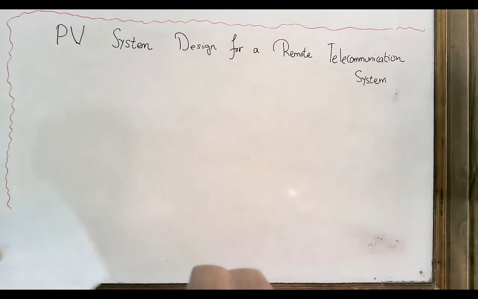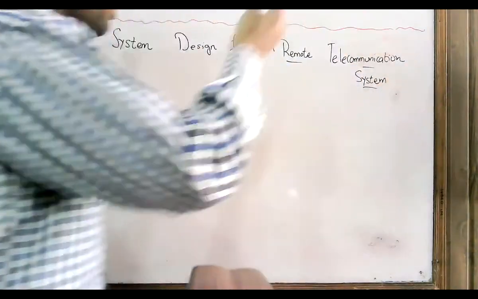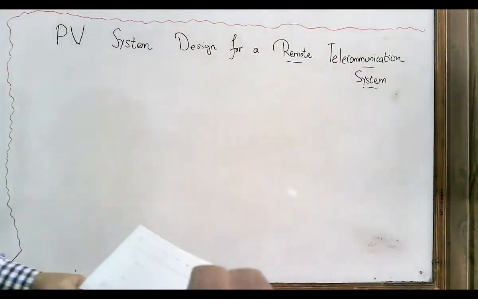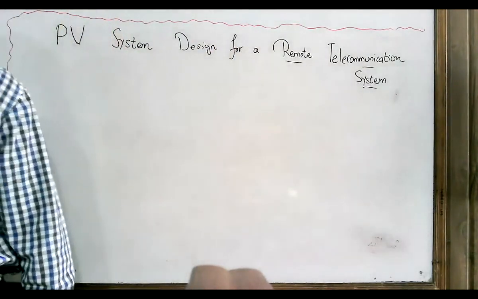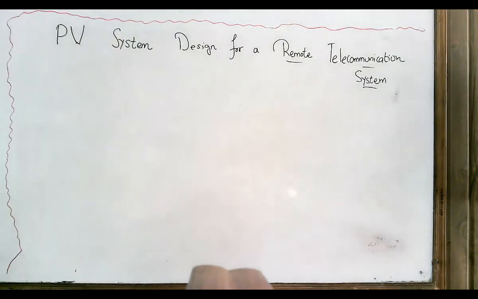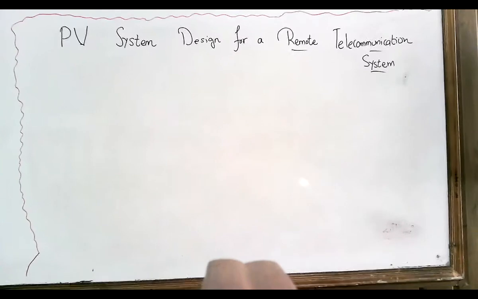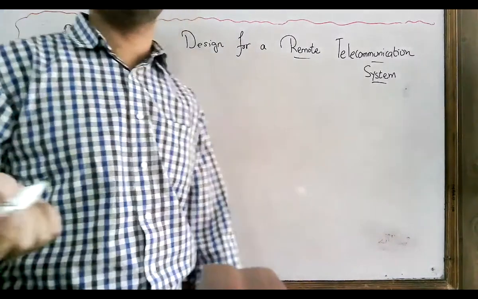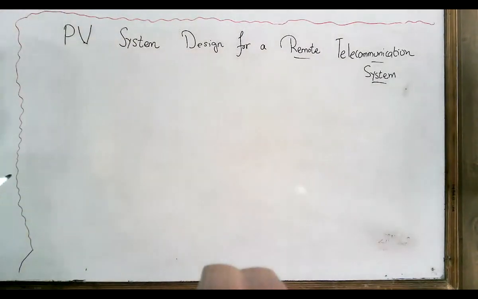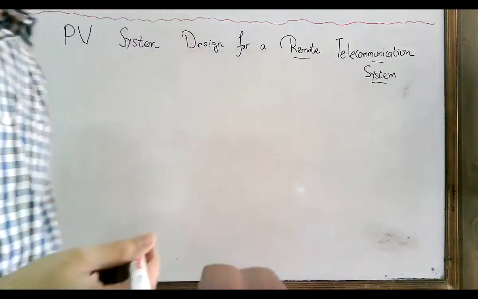So here we are going to cover a PV system design example for a remote telecommunication system. Like in the desert area where there is no other power supply available, what normally the power companies do is supply power using generators. And you know that generators are very costly. So what industries and people are now doing is shifting to solar PV systems.